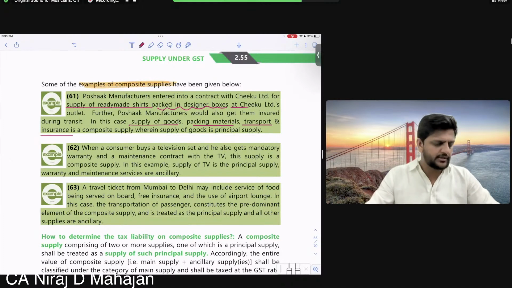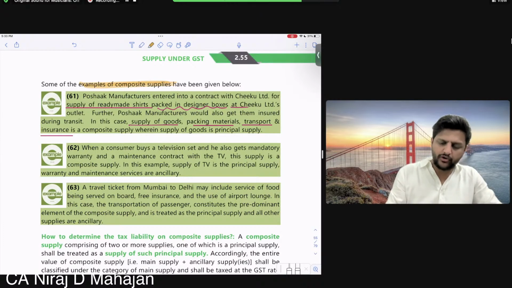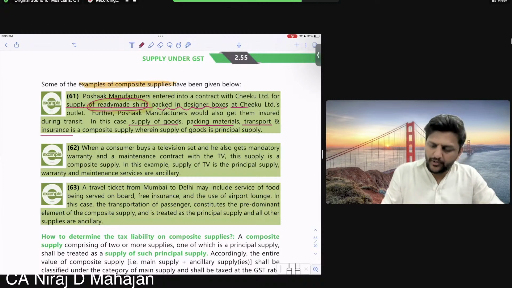And what is the principal supply? Supply of goods, the uniforms, the ready-made shirts. Clear here? The supply of goods being the principal supply. Can we go ahead, all of you?